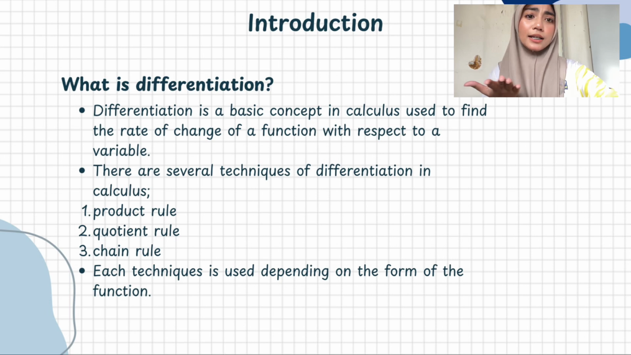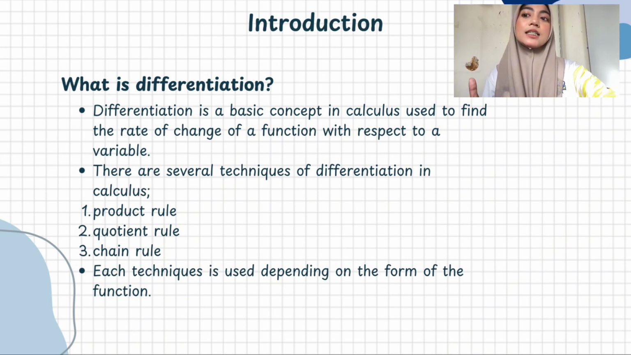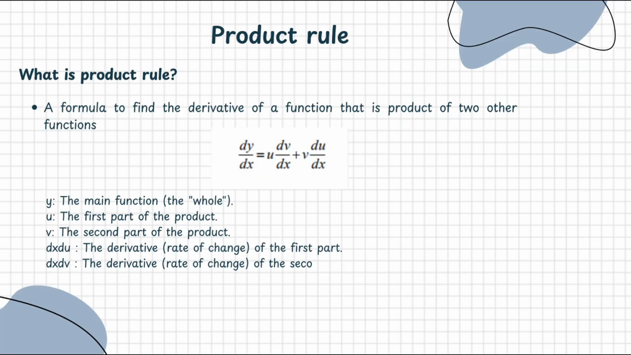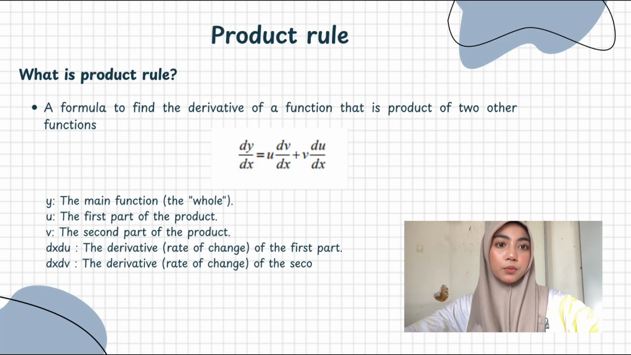Today I want to introduce differentiation. So, what is differentiation? Differentiation is a basic concept in calculus used to find the rate of change of a function with respect to a variable. There are several techniques of differentiation in calculus, such as the product rule, quotient rule, and chain rule. Each technique is used depending on the form of the function. In this topic, we choose the product rule.